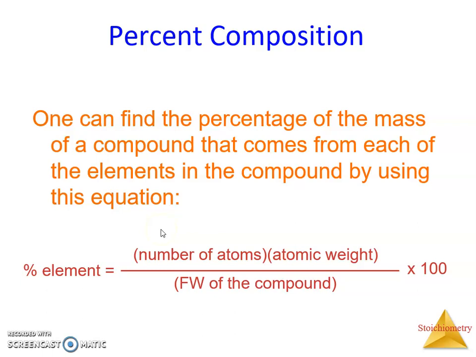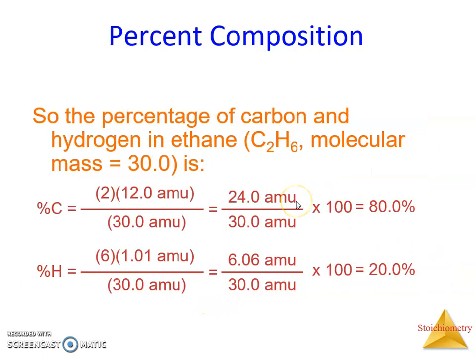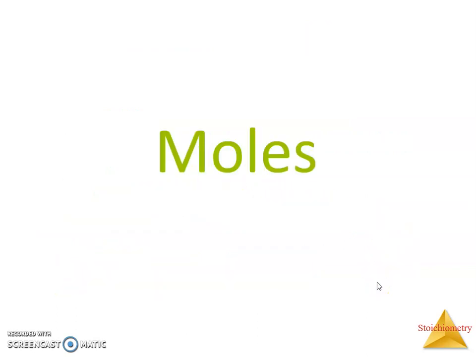Now percent composition. One can find the percentage of the mass of a compound that comes from each of the elements in the compound by using this equation. So percentage of an element is the number of atoms multiplied by atomic weight, divided by the formula weight of the compound, multiplied by 100. So the percentage of carbon and the percentage of hydrogen are 80% and 20%.